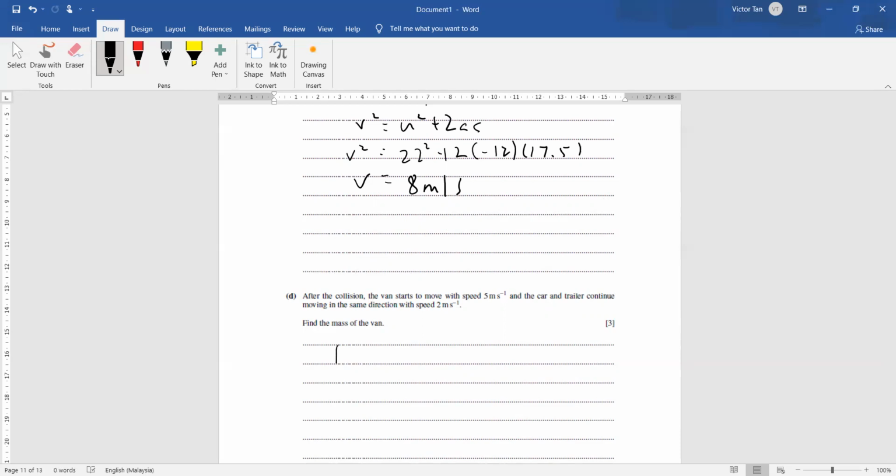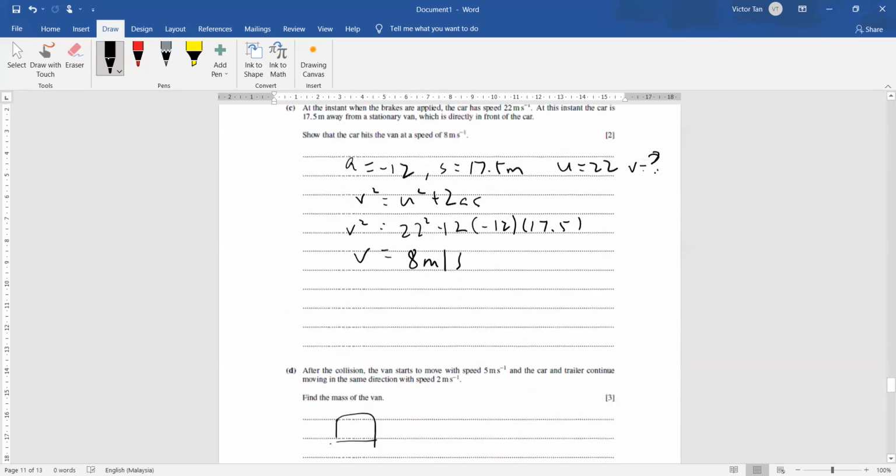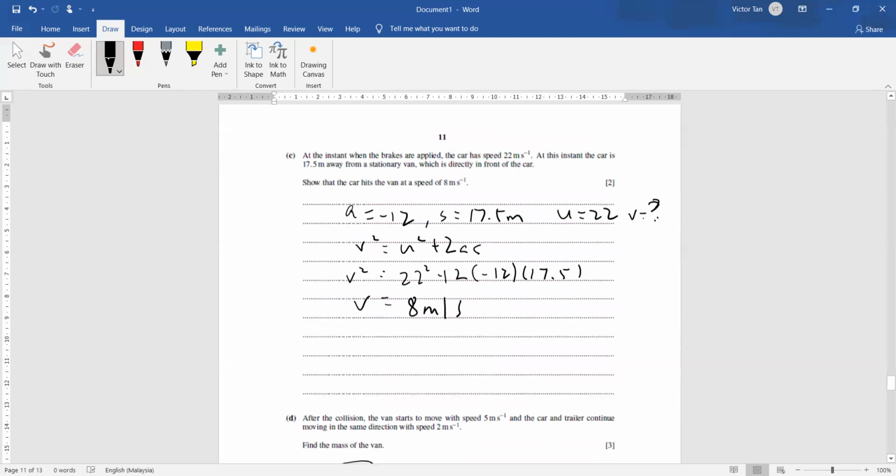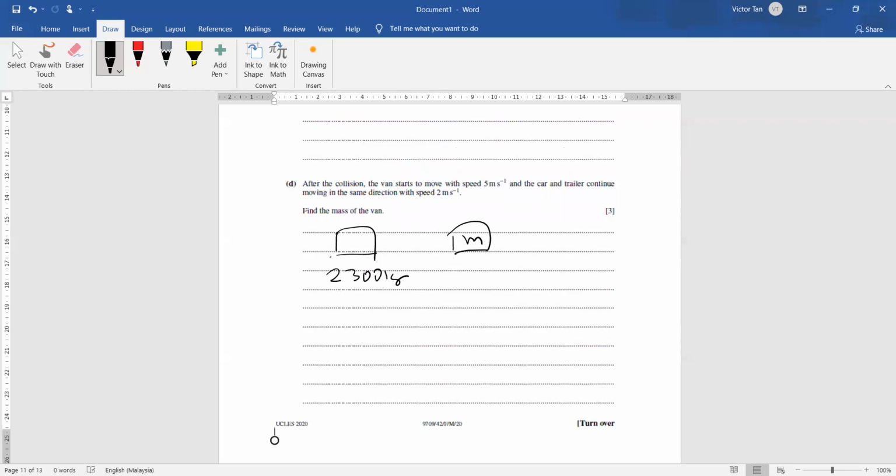So this is the mass of the car and trailer, which is 2,300 kilograms. This is the van, which is stationary. This is 8 meters per second. This is before the collision. After the collision, this moves at 2 meters per second and the van moves at 5 meters per second.